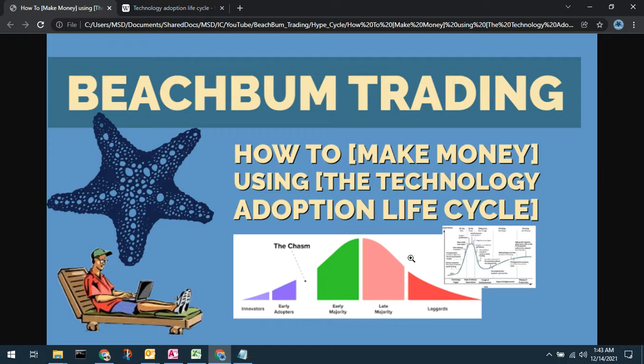But hopefully that tells you how this technology adoption life cycle helps you be able to trade, know when to buy, when to sell, how to ride the momentum up as adoption increases.